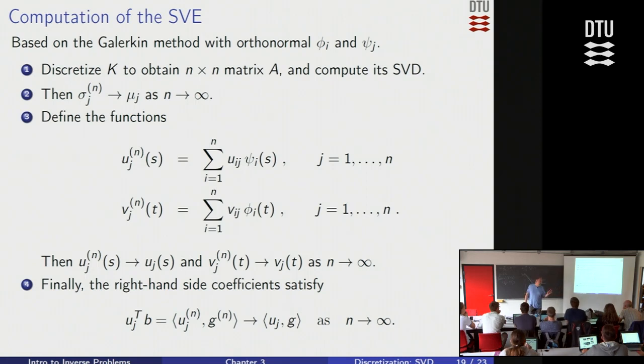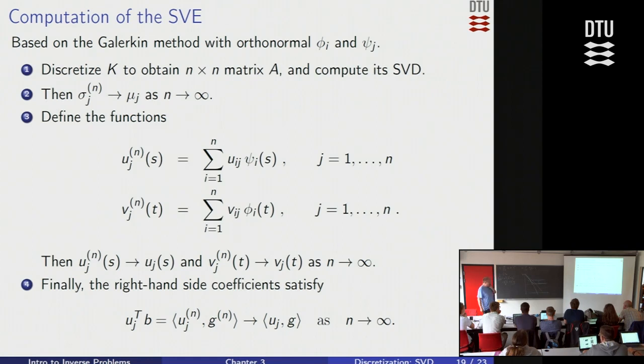Okay. So we get some theory that supports that, and in fact this theory also tells us that if we want to compute the approximations to the singular value expansion, then we can do it by means of the singular value decomposition. So two things at the same time. All right.